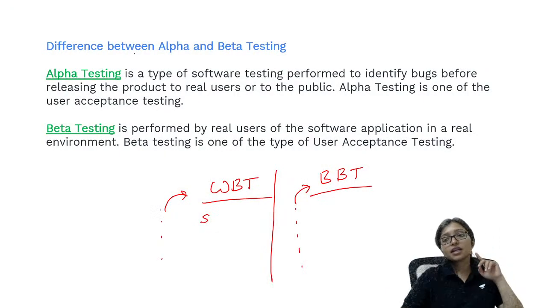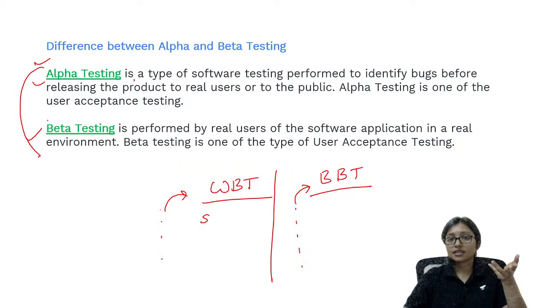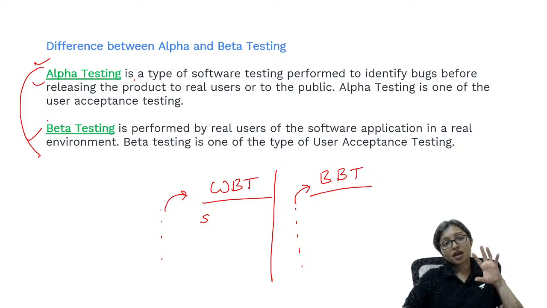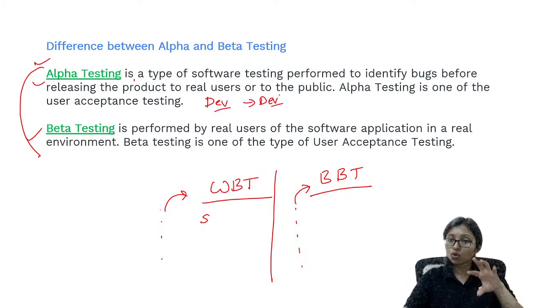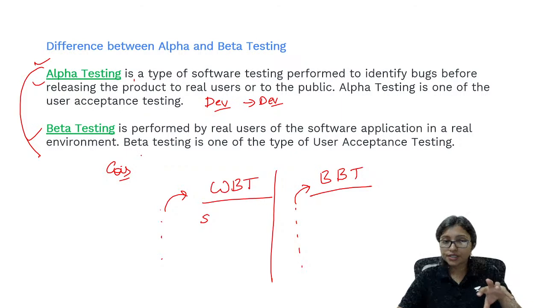Here you can see the difference between alpha testing and beta testing. These both are acceptance testing, and questions are coming from here. Alpha testing is always done by the developer at the developer end, in their developer environment. Beta testing is done by the customer in the customer environment. That is the beta testing.